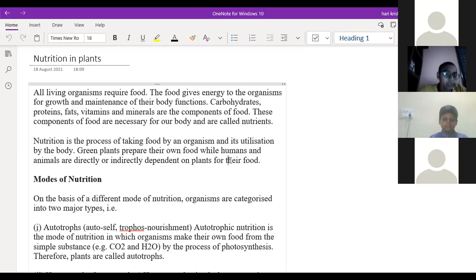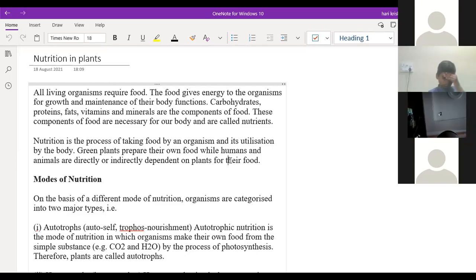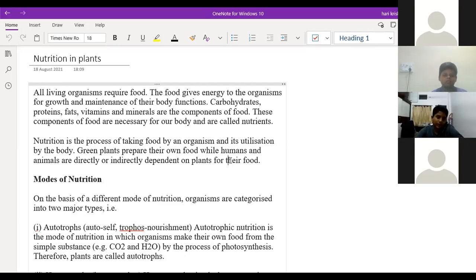Nutrition is the amount of food, the intake of food and the proper utilization by the body for growth and development. Nutrition is nothing but the process of taking food by an organism and how it is going to utilize it for the body. That is called nutrition.